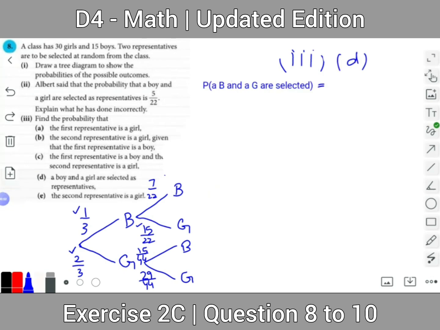Now in part D, find the probability that a boy and a girl are selected as representatives. So for the probability that a boy and a girl are selected, we have two possibilities.